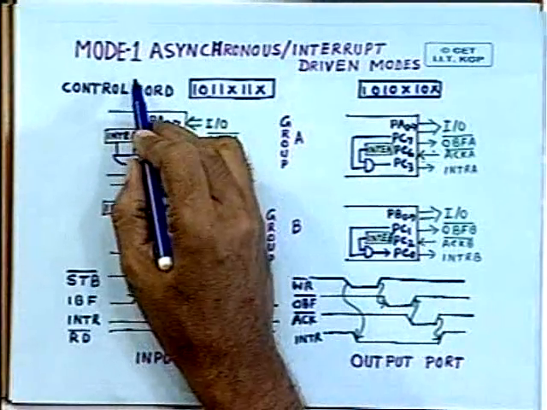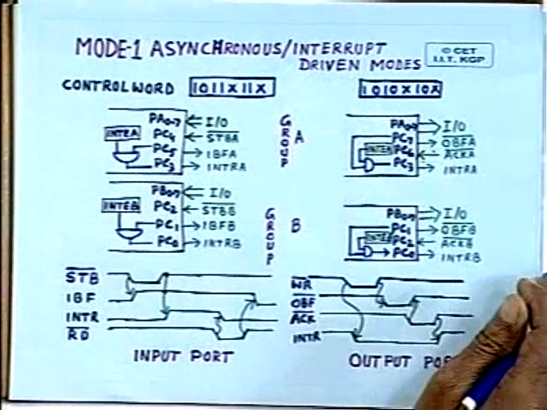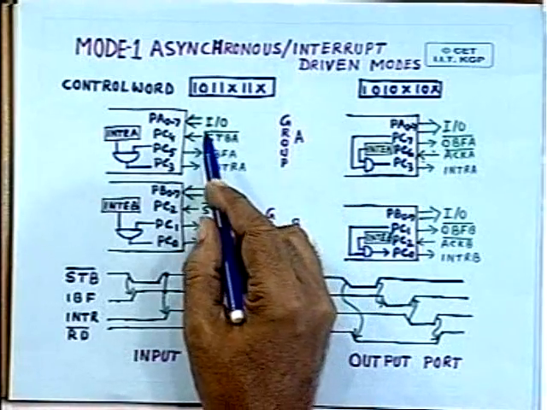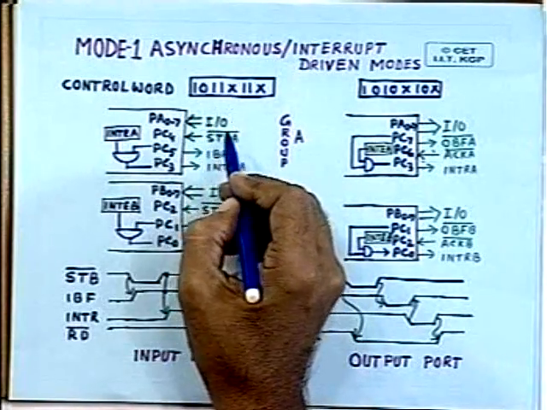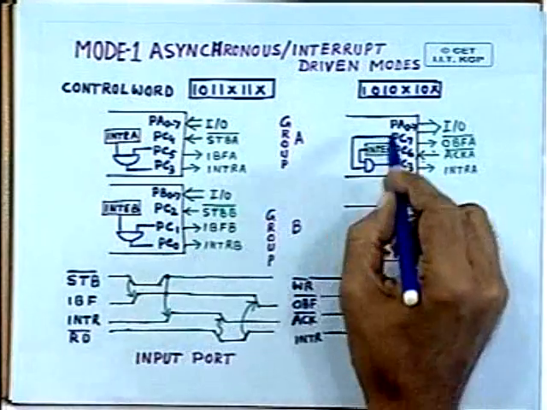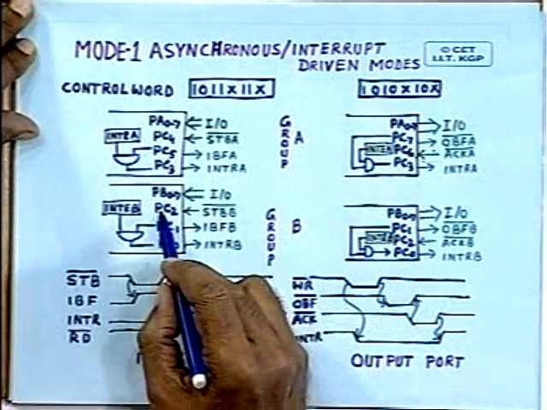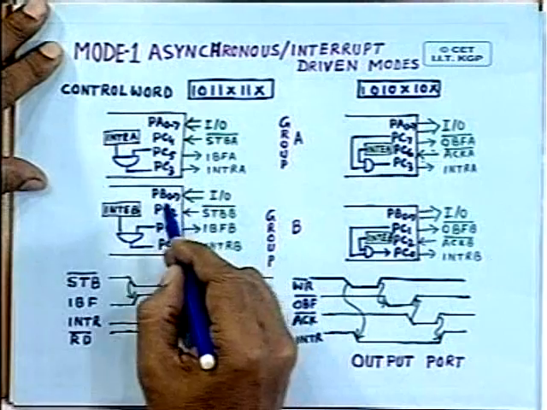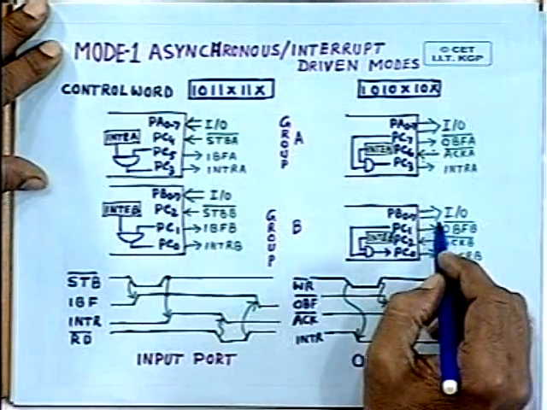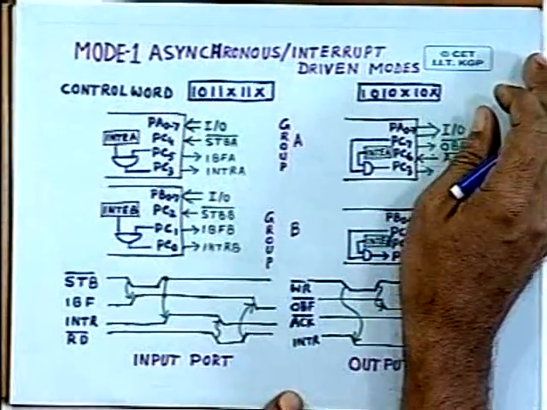Mode 1 can be used either in asynchronous mode or in interrupt driven mode. And here it is shown how it is being used as an input port. This is for group A, and here it is shown how it is being used as output port. And here this is for group B, it is used as input port, and here it is used as output port. Let us first explain the operation in asynchronous mode.